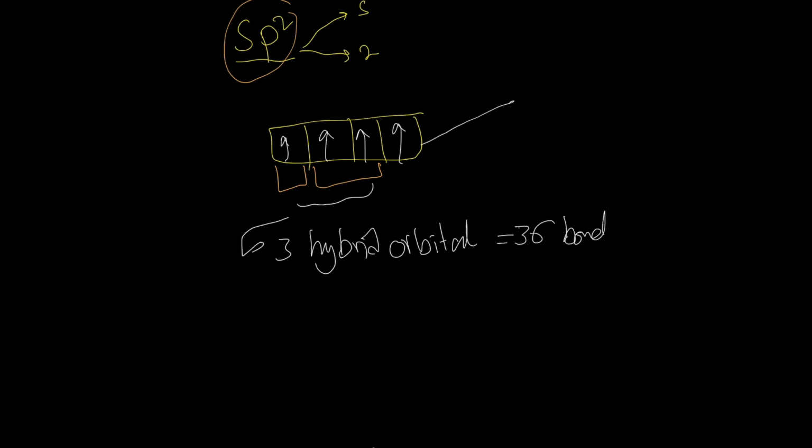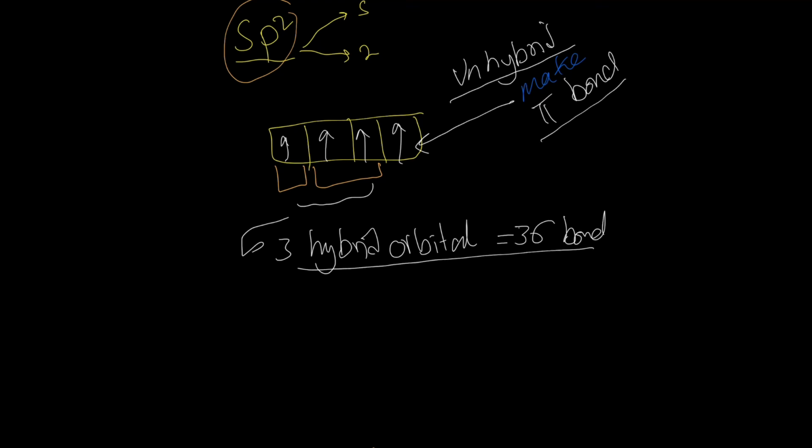What will happen to this? This is the unhybridized orbital. The unhybridized orbitals have a mission: they make pi bonds, whereas the hybridized orbitals make sigma bonds. How can I represent that?